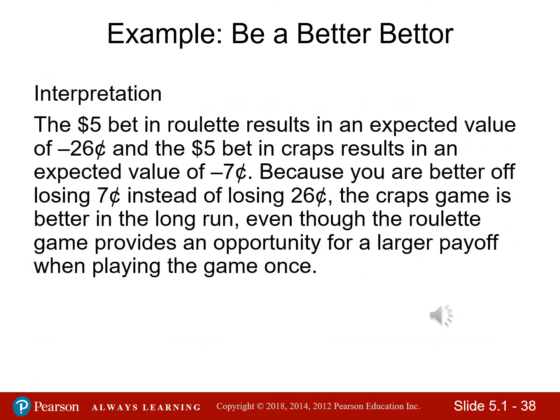The $5 bet at the roulette wheel results in an expected value of a loss of 26 cents, and the $5 bet in the craps table results in a loss of 7 cents. Because you're better off losing only 7 cents instead of losing 26 cents, the craps game is better in the long run, even though at the roulette wheel you will have a greater opportunity for a larger payoff when playing the game just one time.